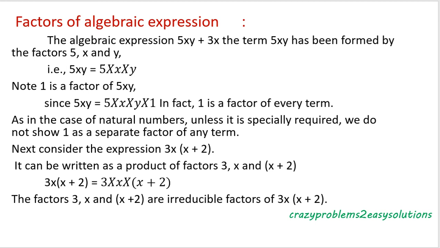Now consider the expression 3x into x plus 2. It can be written with the factors 3x and x plus 2. That means 3x into x plus 2 equals 3 into x into x plus 2. So the factors 3x and x plus 2 are irreducible factors of 3x into x plus 2. Here irreducible means prime factors. So 3x and x plus 2 are the prime factors. Instead of just prime, we are using the term irreducible factors here.